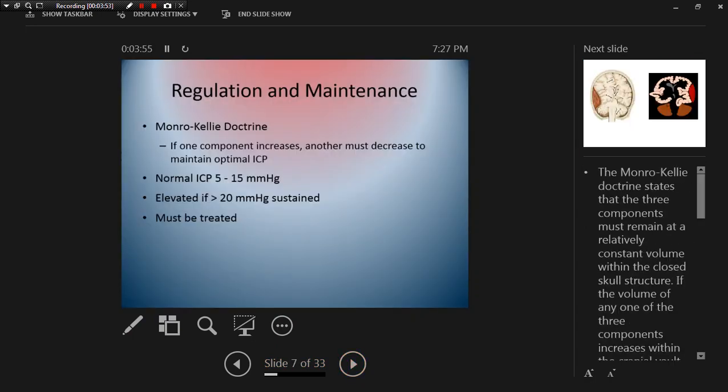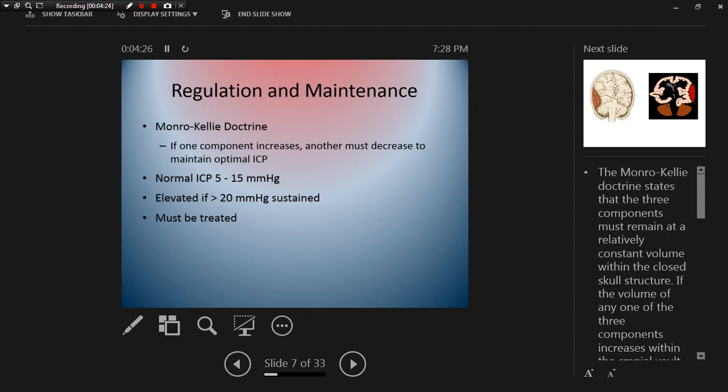So the Monro-Kellie doctrine says that if one compartment within the cranial cavity increases, another must decrease to maintain optimal ICP. This doctrine obviously isn't appropriate when you have an open cranial cavity with a craniectomy. But the Monro-Kellie doctrine stays in play if we are able to optimize our ICP and maintain it within that normal range of 5 to 15.